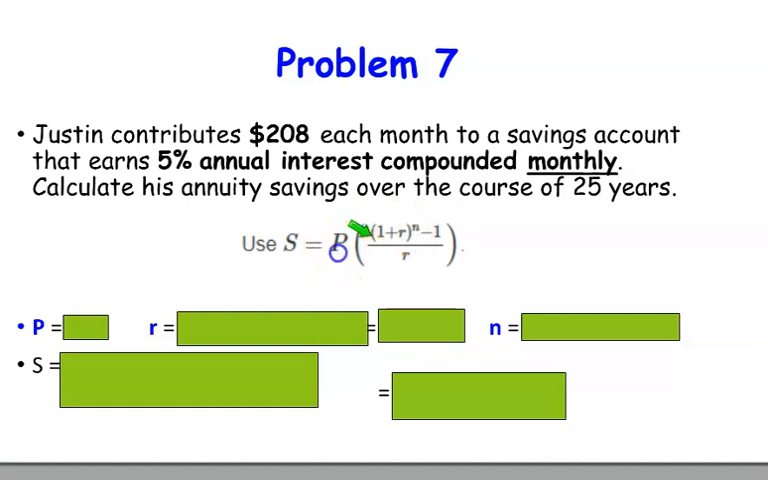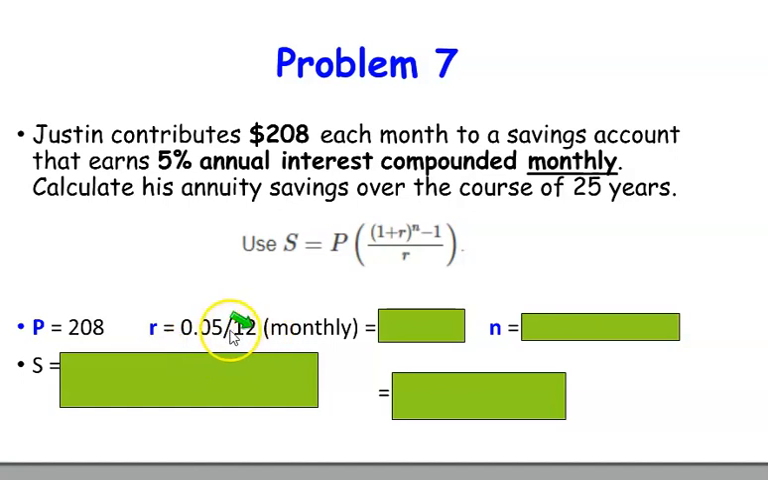You can do it. Find the P, find the R, find the N. Okay, so the principal amount is the amount that he contributes. How much does Justin contribute? $208, right? What's the rate? It's 5% annual interest rate divided by 12. So in this formula, we need the interest rate per month. This is given to us as the annual.